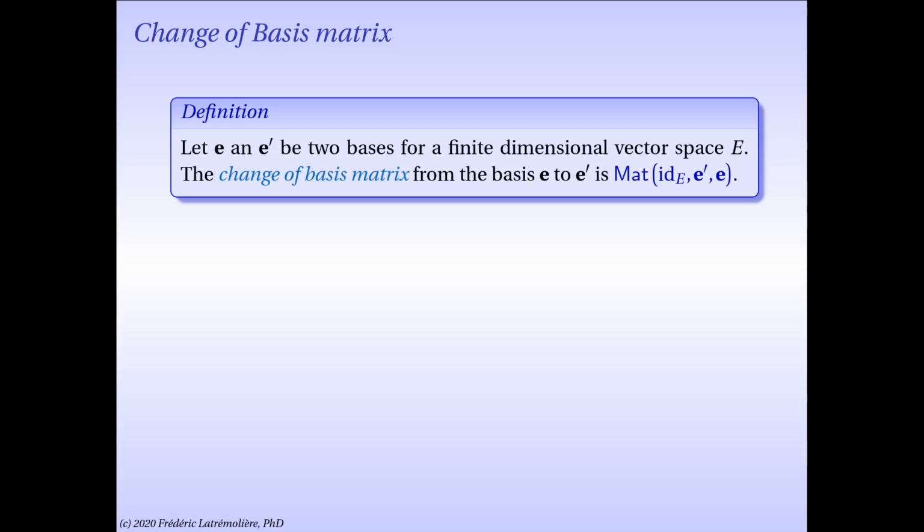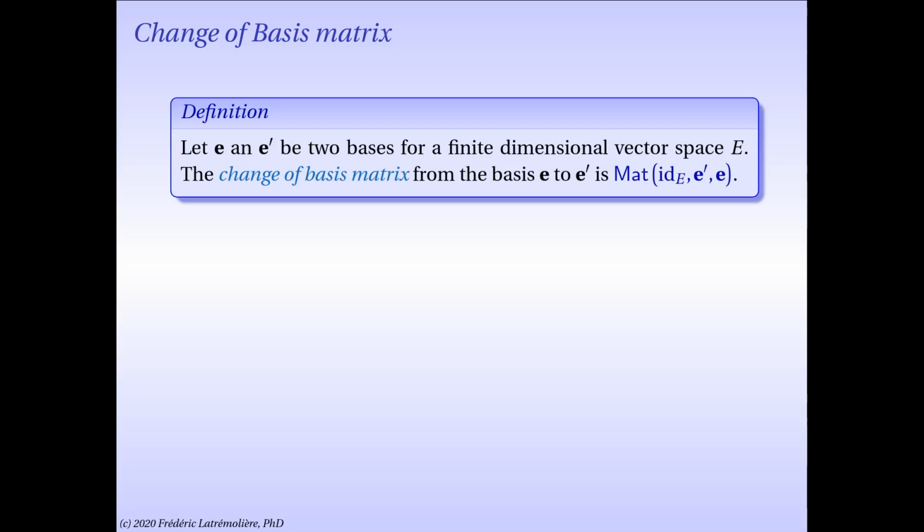Indeed, let bold E and bold E prime be two ordered bases of E. Then the change of ordered basis matrix from bold E to bold E prime is, by definition, the matrix of the identity map of E in the ordered bases bold E prime and bold E in that order. This matrix is not the identity unless the ordered bases are the same, that is, the same vectors in the same order.